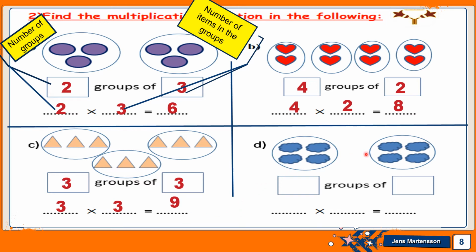And here we have how many groups? 1, 2. So we will write firstly the number of groups. And in each group we have how many items? 4, yes. So you will write 4. And we can write it as 2 times 4 equals 8. Super.